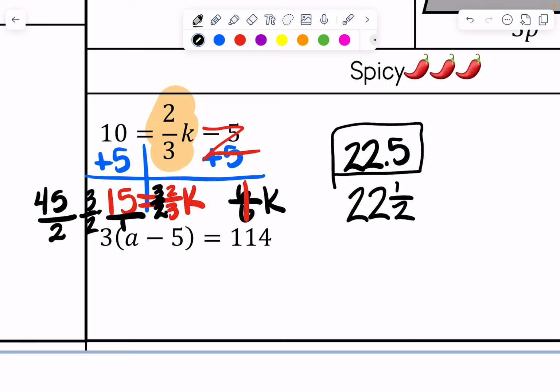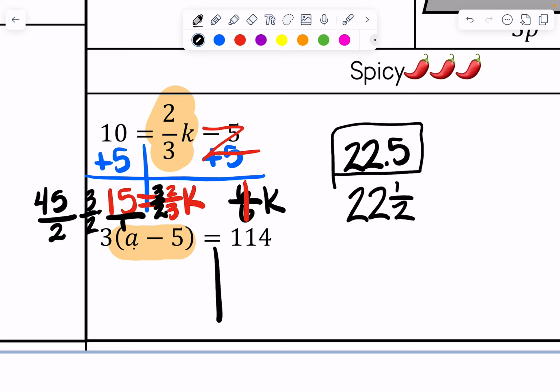All right, and then one last multi-step equation. We have 3 times the quantity a minus 5 equal to 114. So this is a good example of the variable: the first thing that happened to it here was we subtracted 5 and then we multiplied by 3. So this one you could actually solve a couple of different ways. You could either simplify the left-hand side with the variable first by distributing the 3, and if you distribute that out and multiply, then you would have a 2-step equation.